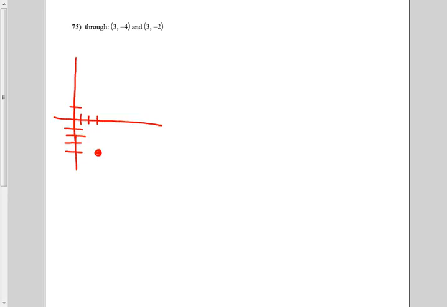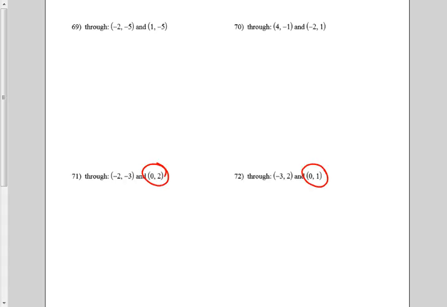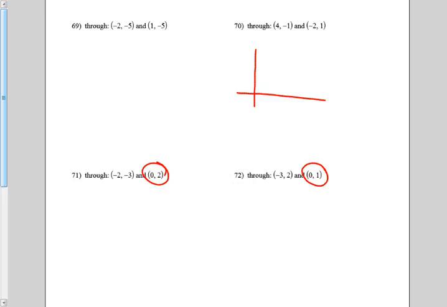Well, your calculator's not going to do this because you probably already figured out this was an x equals equation. So let's go back. I didn't catch that. Let's go back to one that will work. All right, this one, 70. So on 70, there's my scatter plot of 70.